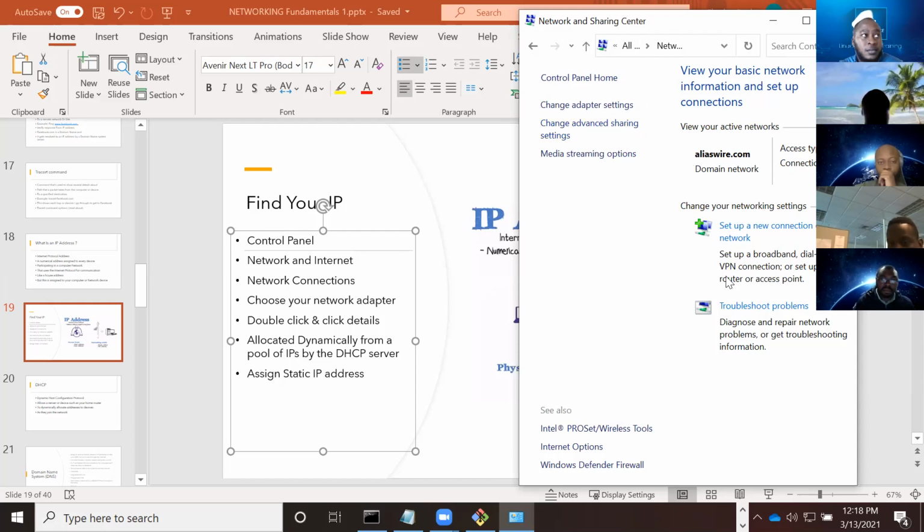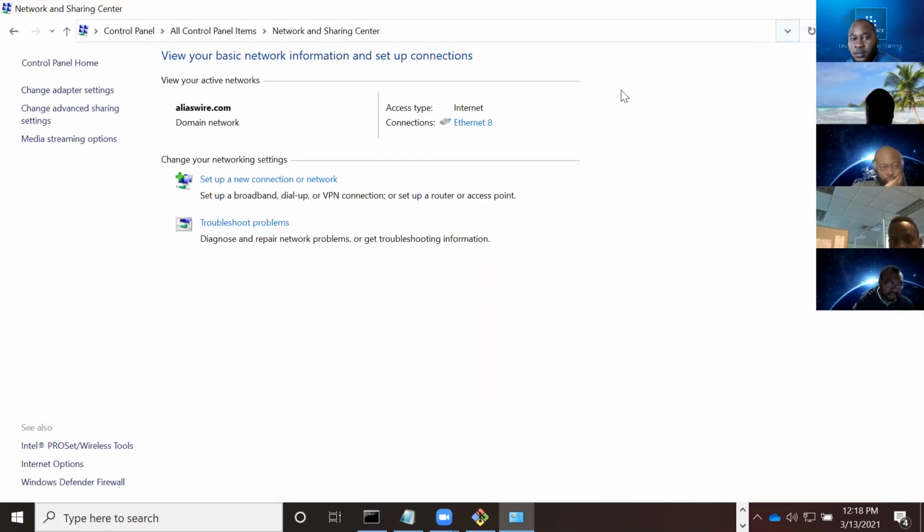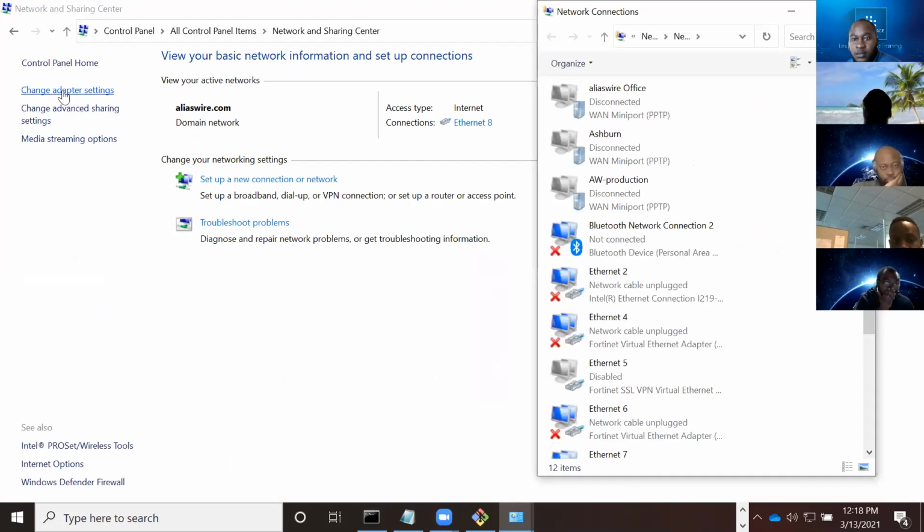This is going to be a bit different for everyone. So after network and internet, go to network connections. If you get to here and you cannot see network connections, just go to change adapter settings. That should take you to the same place that I want us to go.